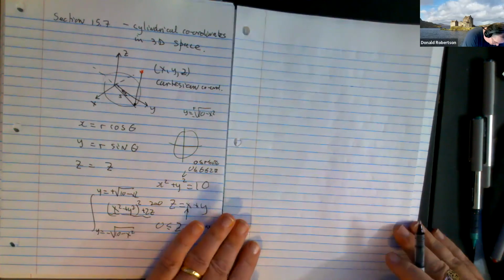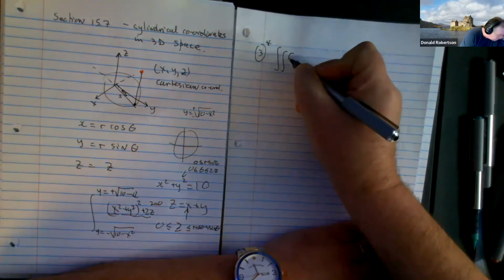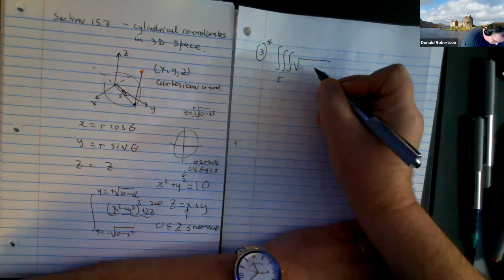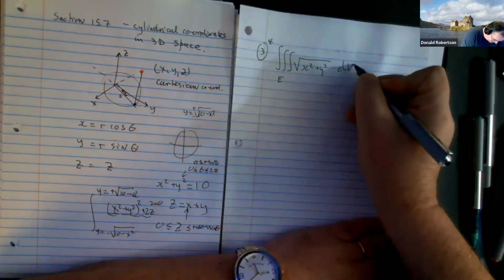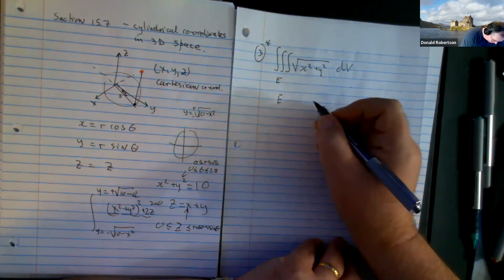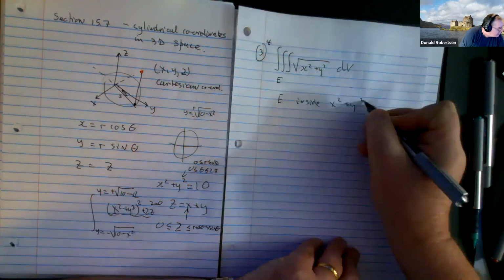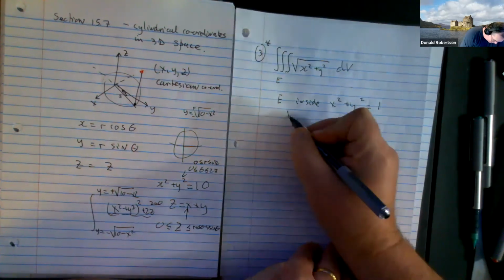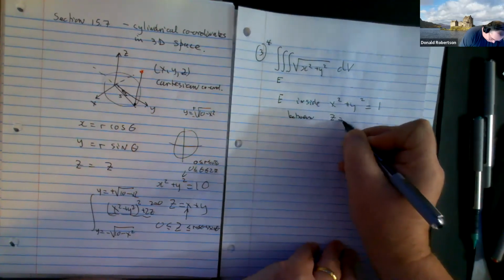So here is our first question where we get to use the cylindrical coordinate system. A triple integral over some region E, the square root of x squared plus y squared, the generic dV. And E is described as the region that lies inside x squared plus y squared equals 1 and between the planes z equals 0 and z equals 9.